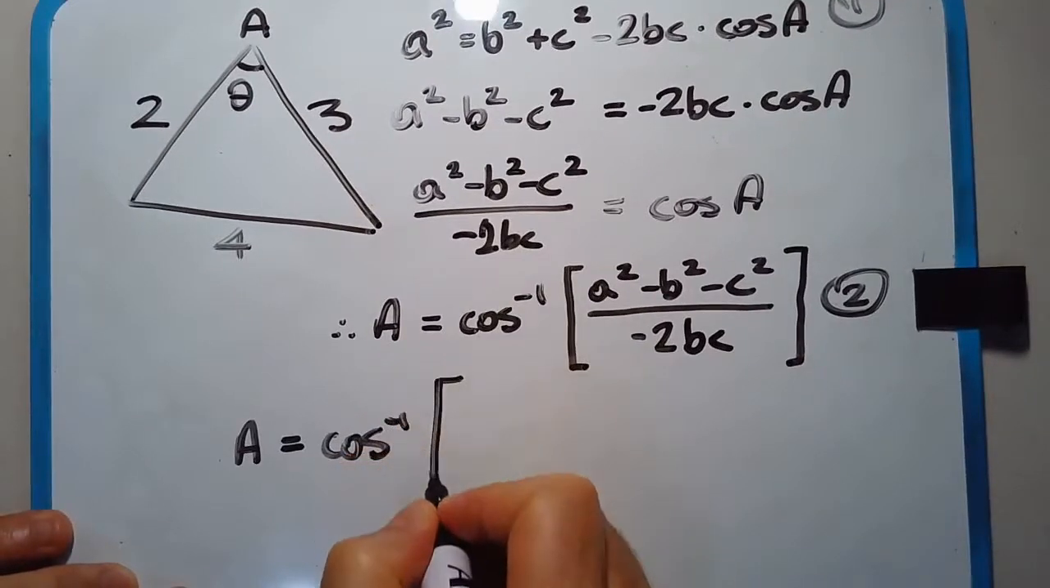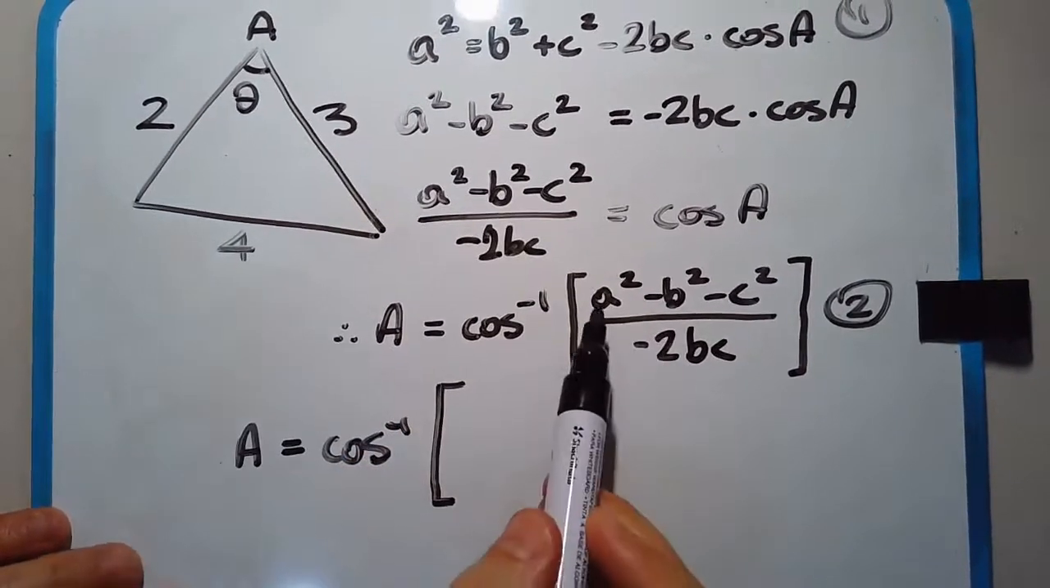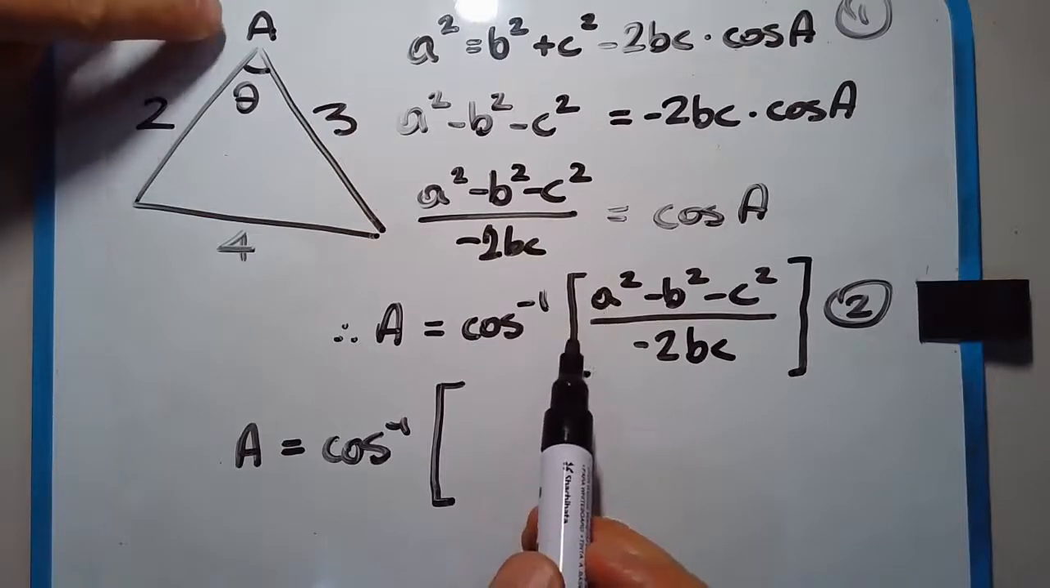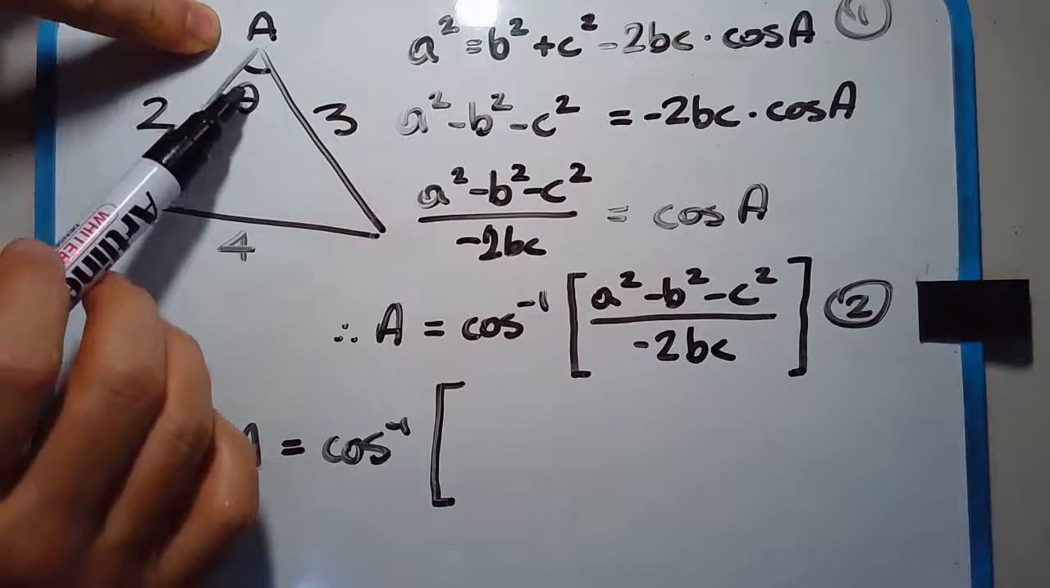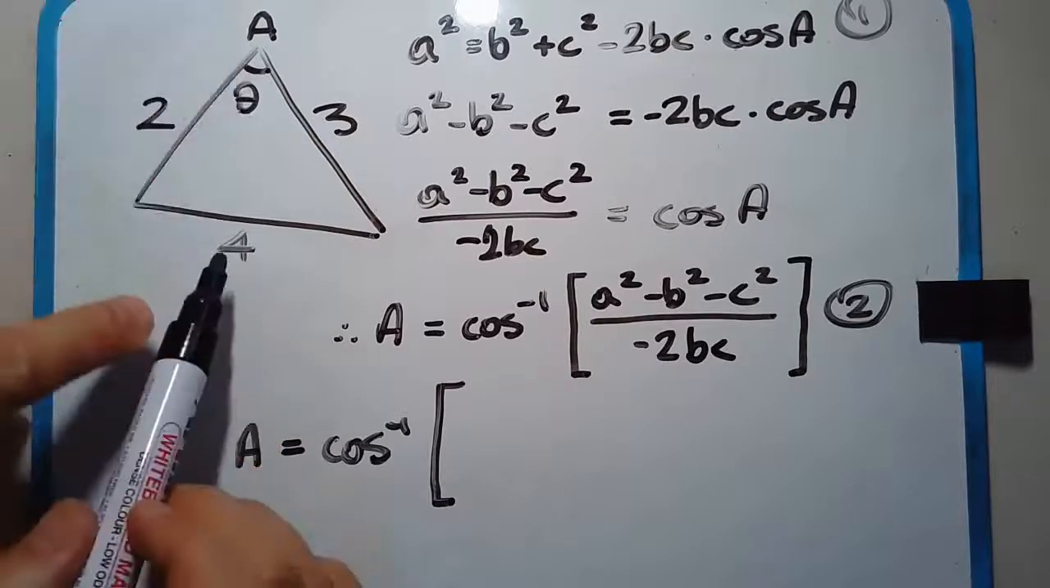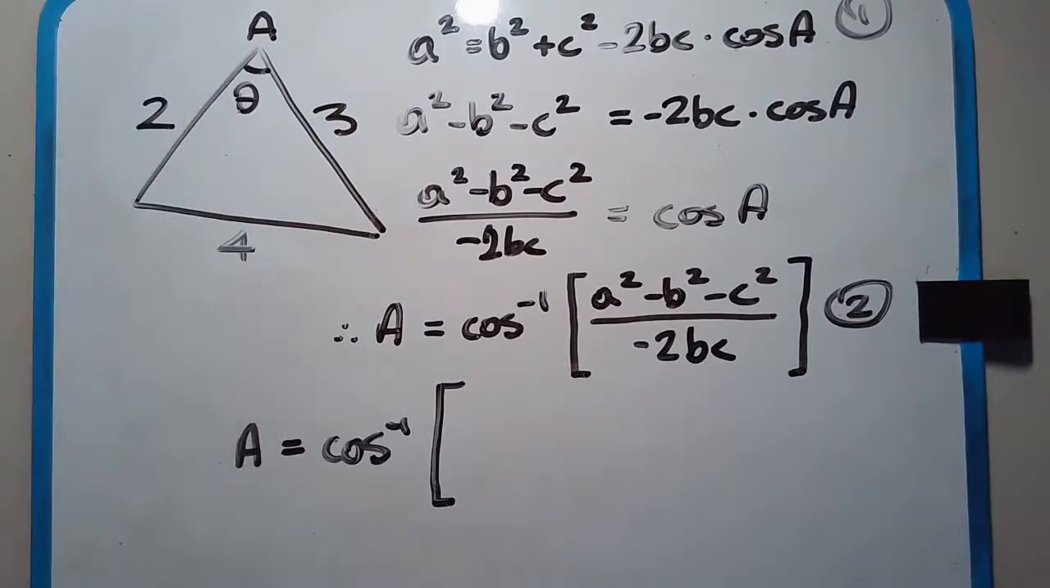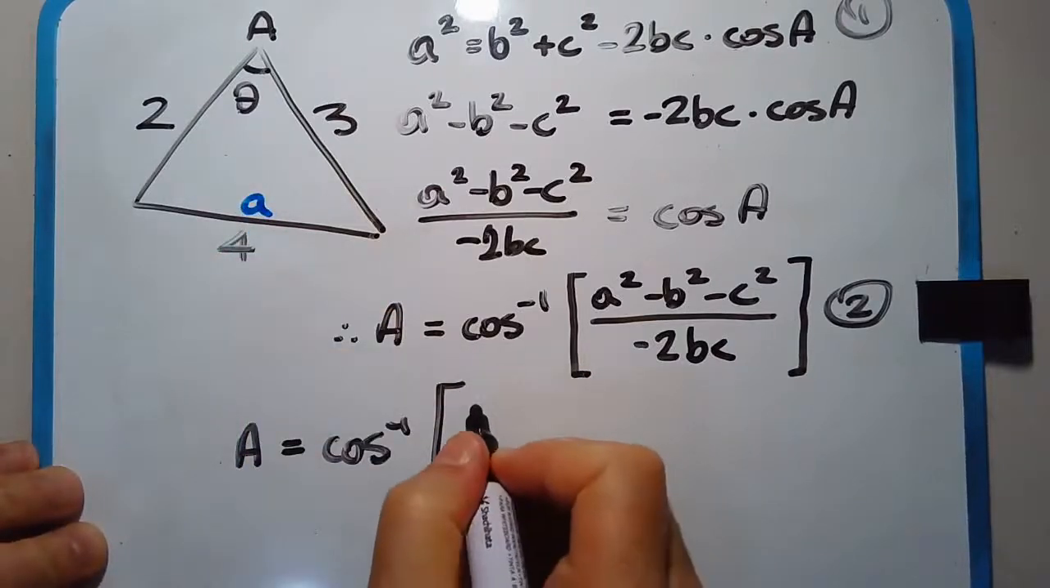inverse cos, and I'm just going to substitute in the values. The a is the important one. That's the one you've got to get right. So make sure you've labeled it correctly. The theta is capital A, the 4 is lowercase a. So I might just put that there in a different color. That's the one that you must get right.